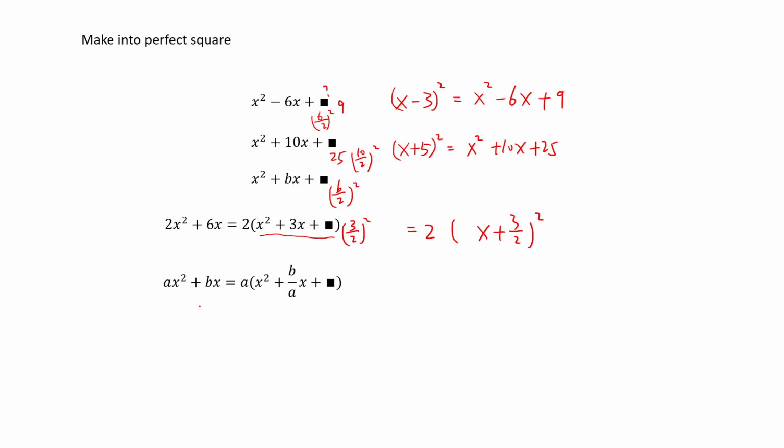And lastly, in the general form, ax squared plus bx, we first factor out a, and it becomes this. So we know we have to add b over 2a squared. So it becomes a times x plus b over 2a squared.